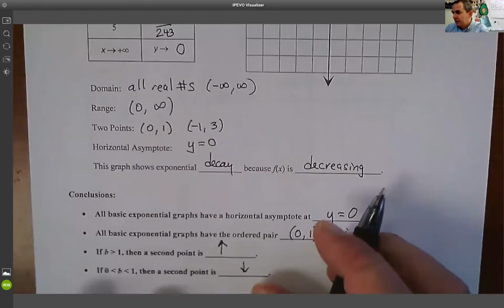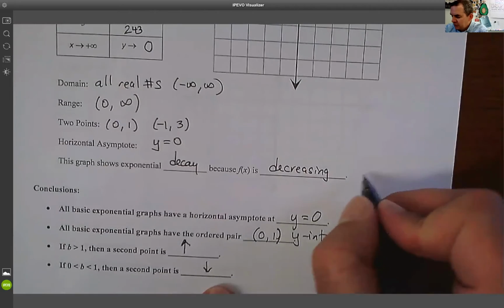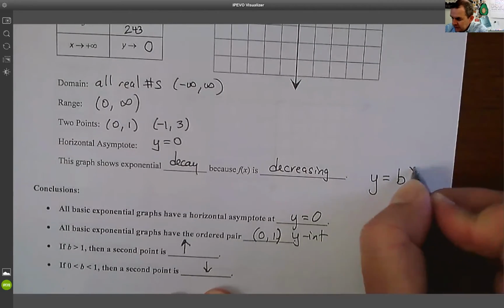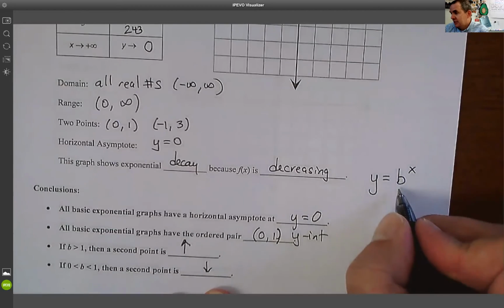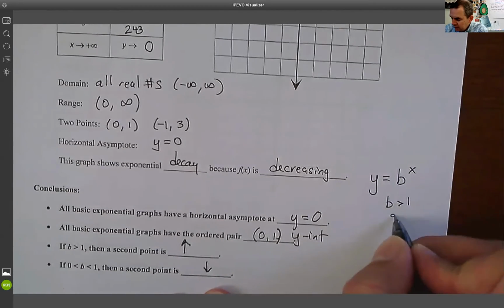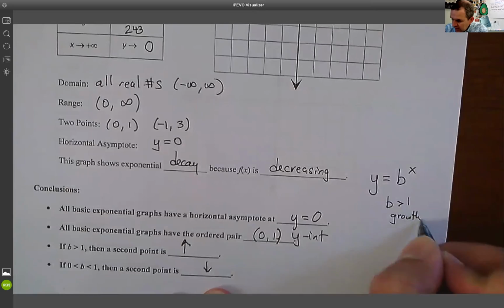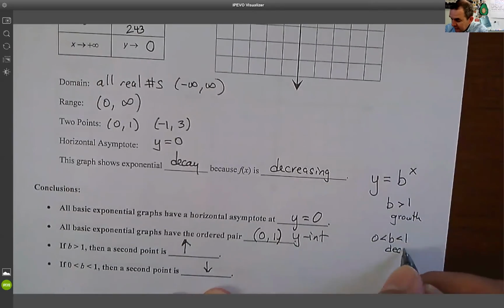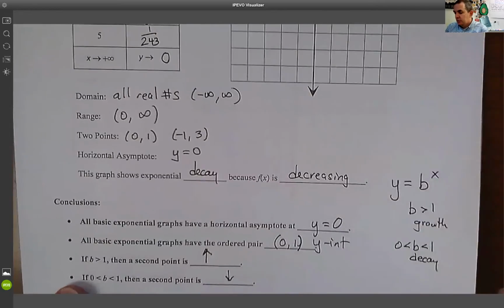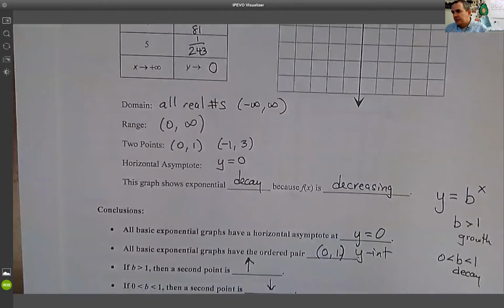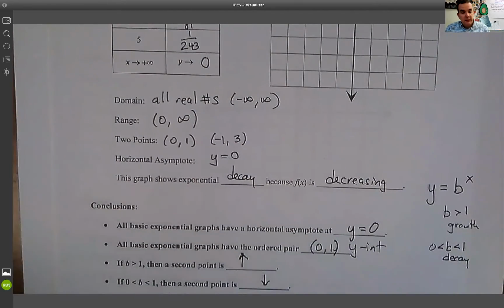So the way to remember it is this. When you have an exponential function, y equals b to the x, that number b is going to tell you whether it's growth or decay. If b is greater than 1, you have growth. If b is between 0 and 1, you have decay. So that's the example of the notes we did for today. You can do other things with it that we talked about in class, but that's the basics of it.